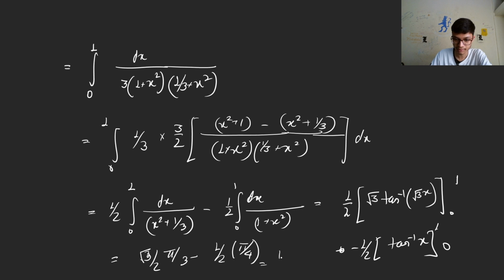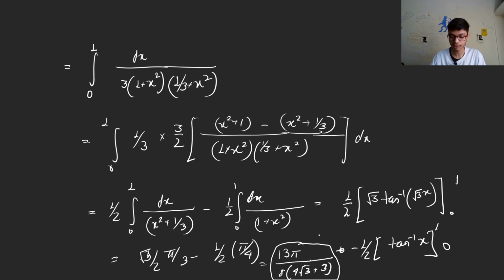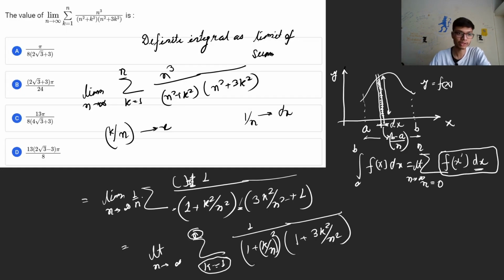So you can simplify this result, and the result is going to be 13 pi divided by 8 into 4 root 3 plus 3. That is the value of the integration. So that is the value of this particular integration, or the summation of the limit.